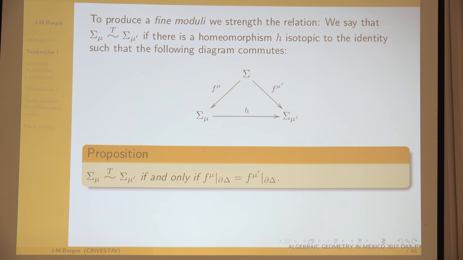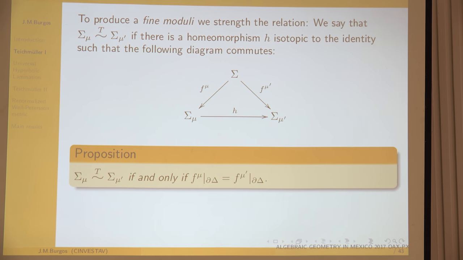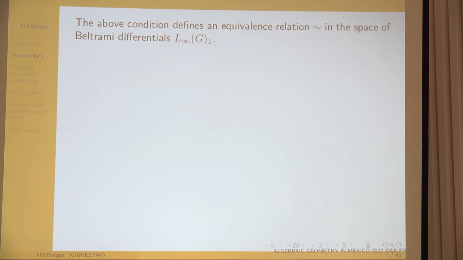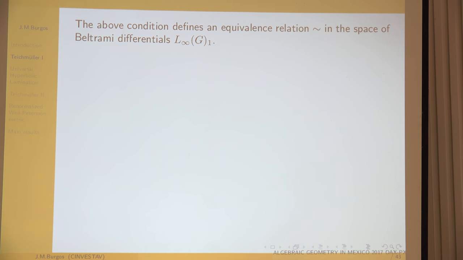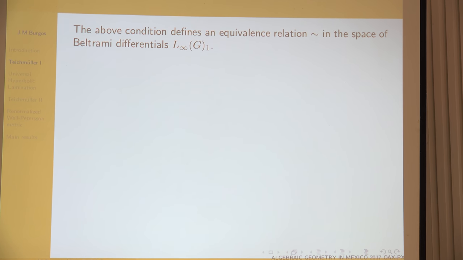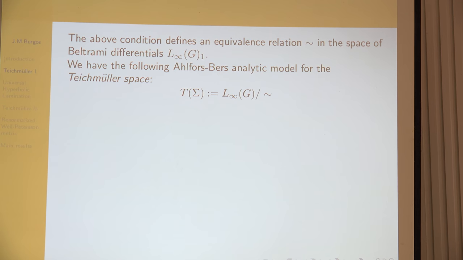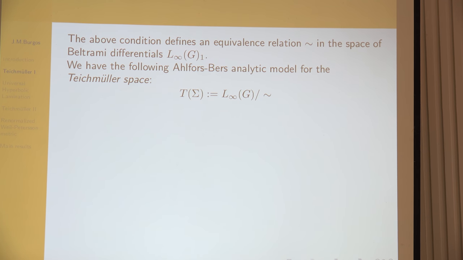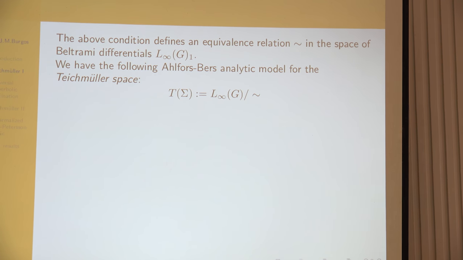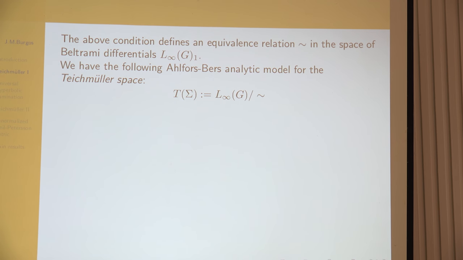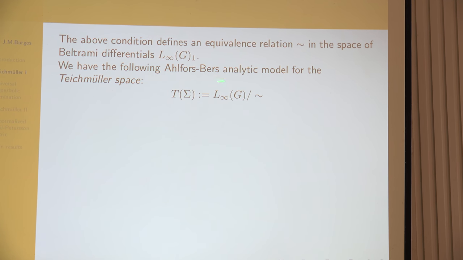And this is a very useful characterization of the Teichmüller relation. Two deformations are Teichmüller equivalent if and only if the canonical solutions coincide on the boundary. Well, the above condition defines an equivalence relation in the space of Beltrami differentials. And because of all previously said, we have the Ahlfors-Bers analytic model of the Teichmüller space.